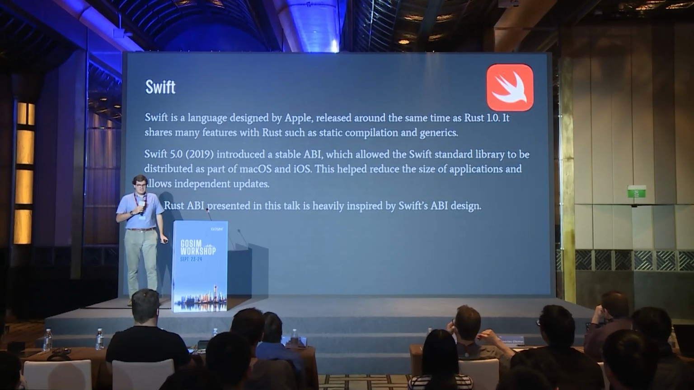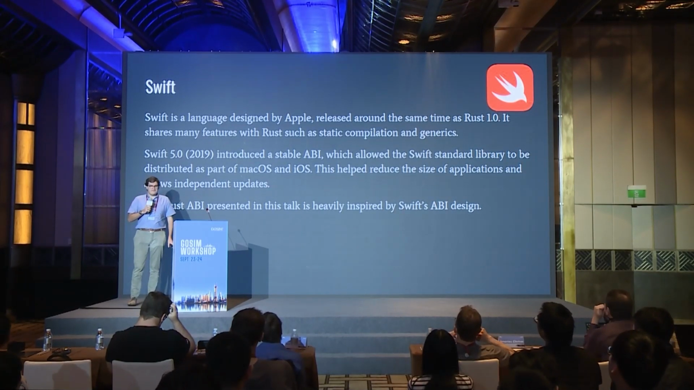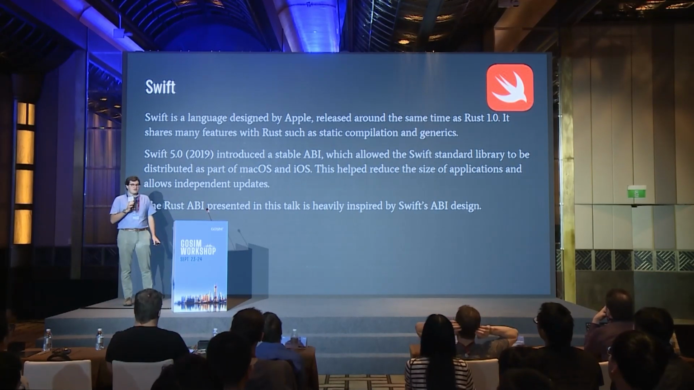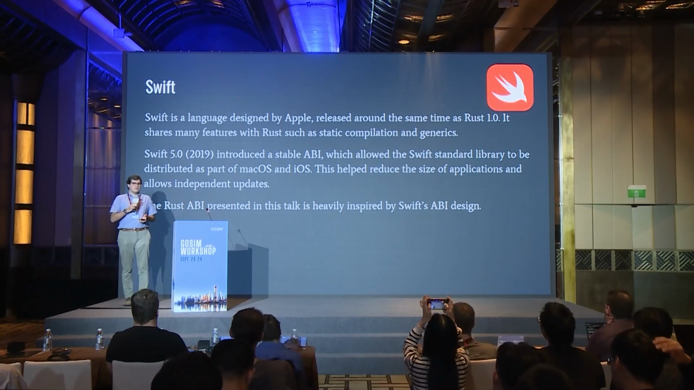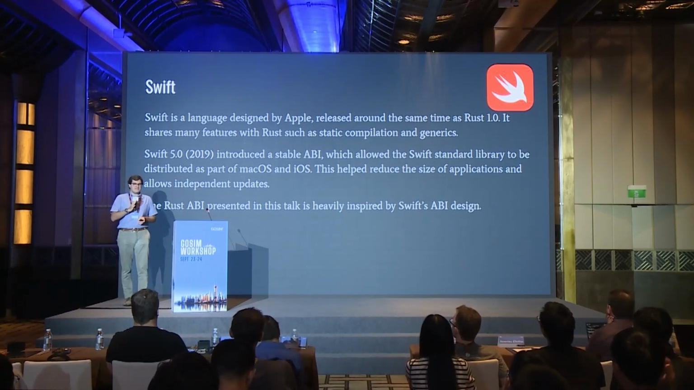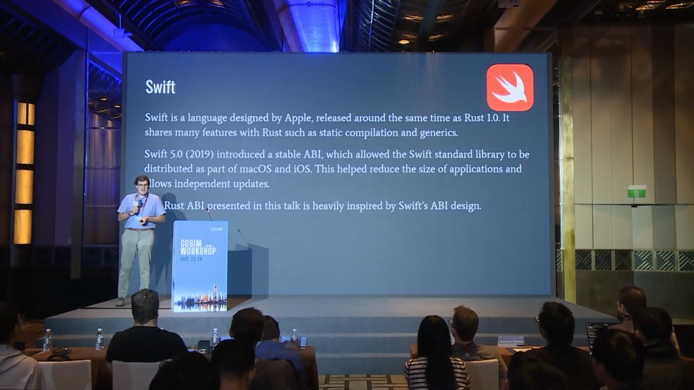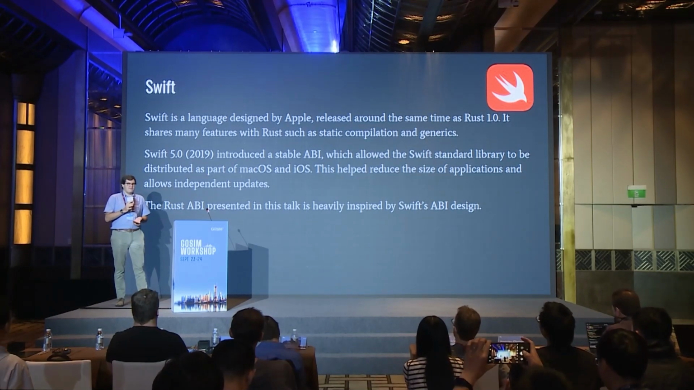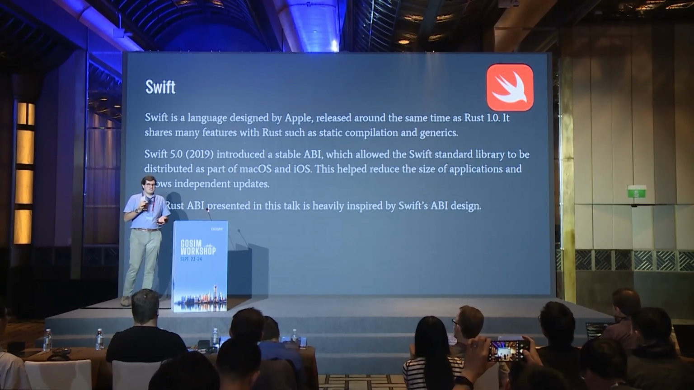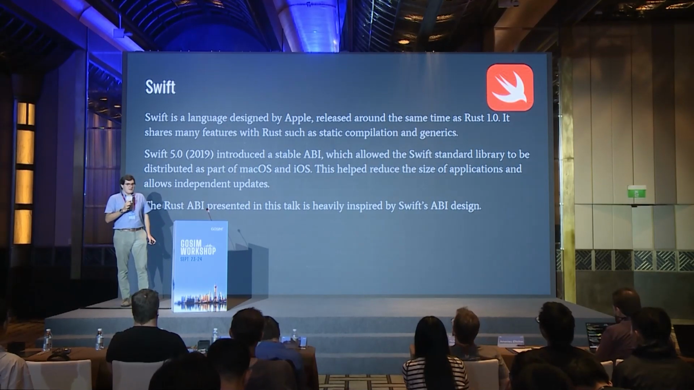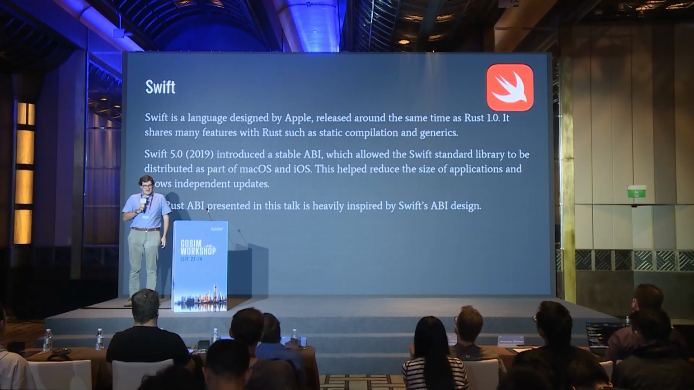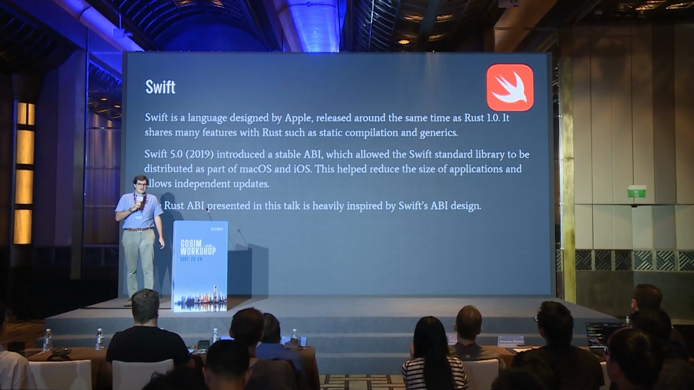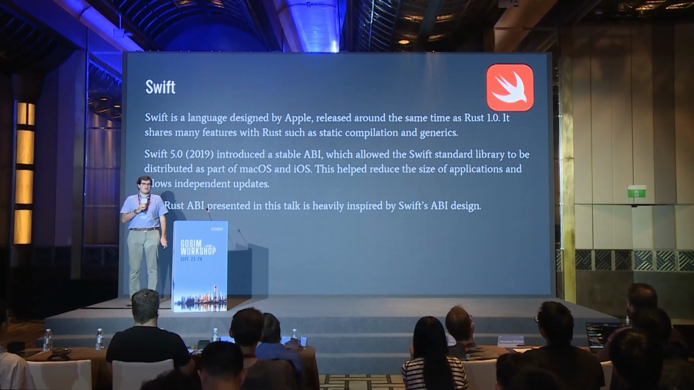So a final language I'd like to make a shout out to is Swift. Swift is a language designed by Apple that was released around the same time as Rust 1.0. And it shares many features with Rust, such as static compilation and the ability to have generics. But the main relevant feature of Swift here was released in Swift 5.0 in 2019, which is the Swift stable ABI.